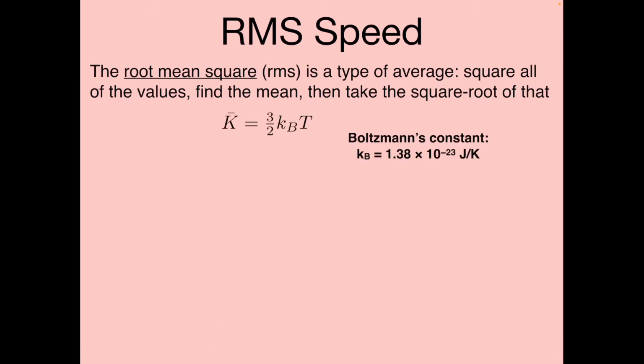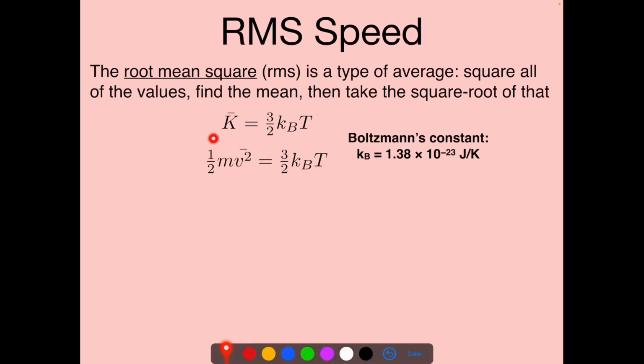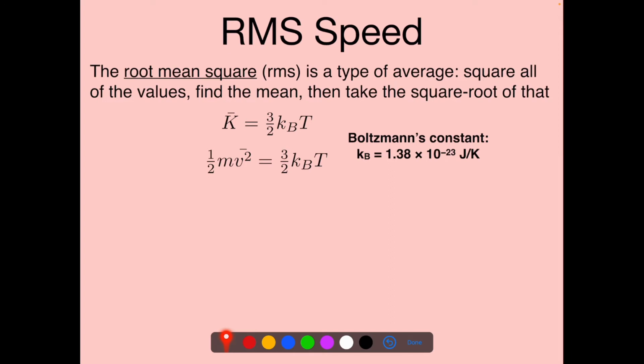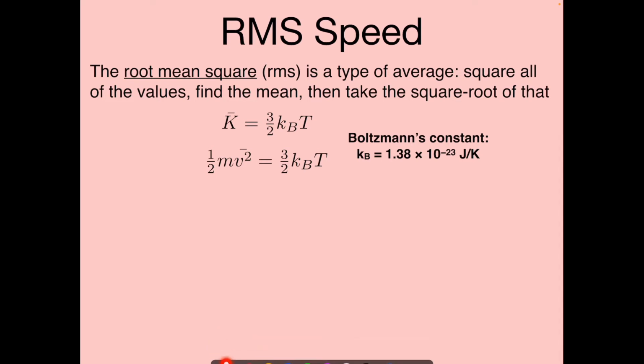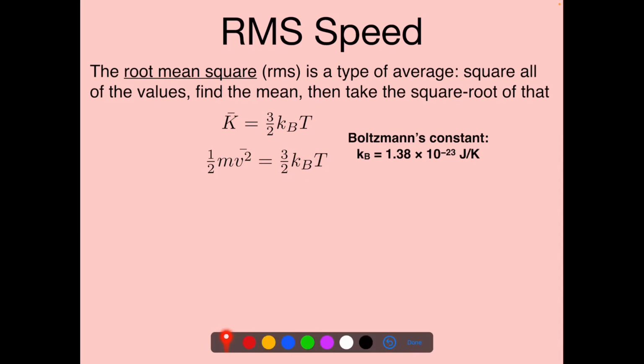So how does this relate to what we were just talking about? Well, remember K bar, the average kinetic energy, is equal to 3/2 times k_B times T, where this is Boltzmann's constant k_B. But on the left side, what we have is the average kinetic energy, which I can write as 1/2 times m times v squared bar. So this is the average of v squared here, which gives us the average kinetic energy. That equals 3/2 times k_B times T.